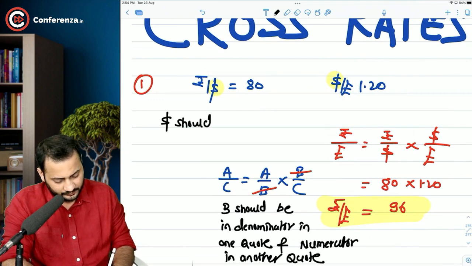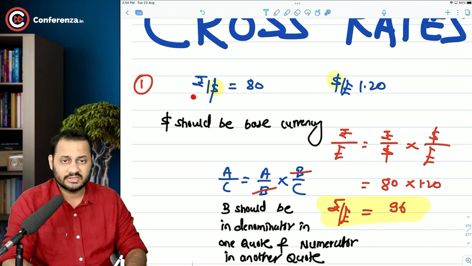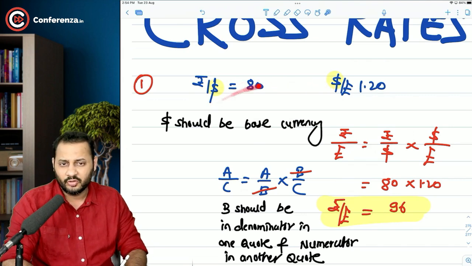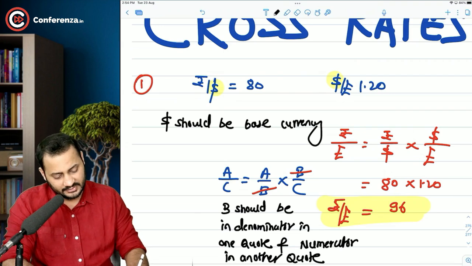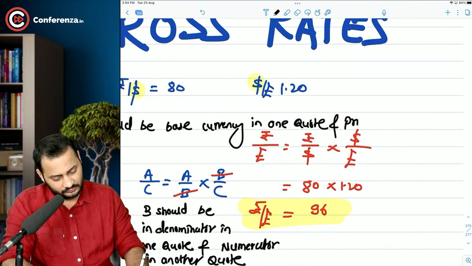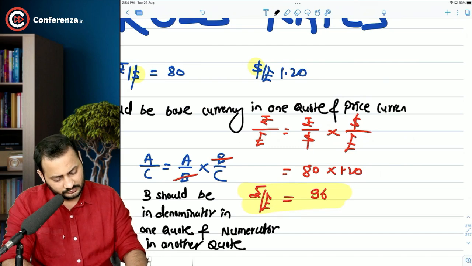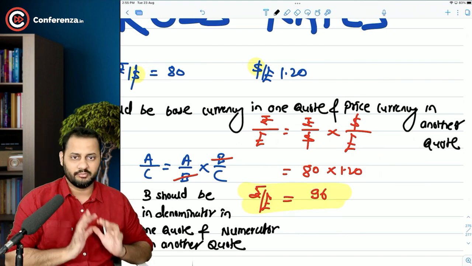In the similar way, we can write down dollar should be base currency. Dollar means the currency which is common in both. Dollar is the only currency which is common in both, and it should be the base currency in one quote and price currency in another quote. So that is what you have to remember. Okay.